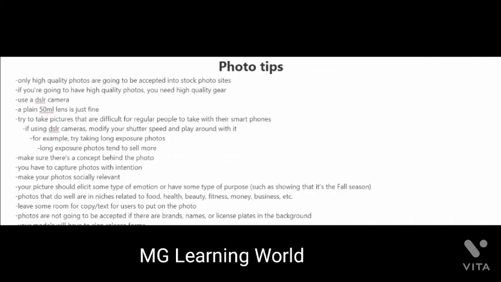When you're taking these pictures, make sure that there's a concept behind the photo. You have to try to capture photos with intention, and also try to make your photos socially relevant. Another important key is to make sure that your picture elicits some type of emotion or has some type of purpose, such as showing that it's the fall season. Now, photos that do well are in the niches related to food, health, beauty, fitness, money, and business.